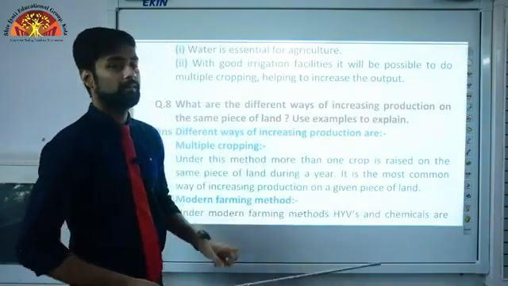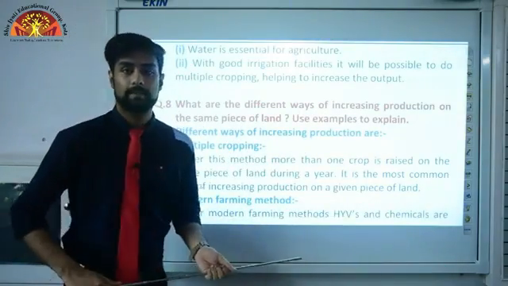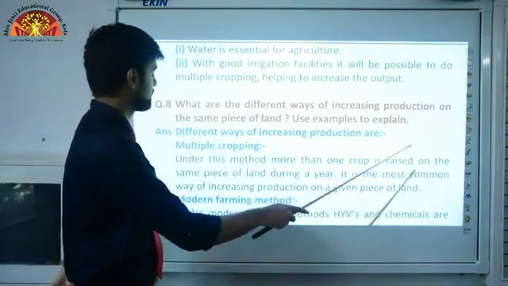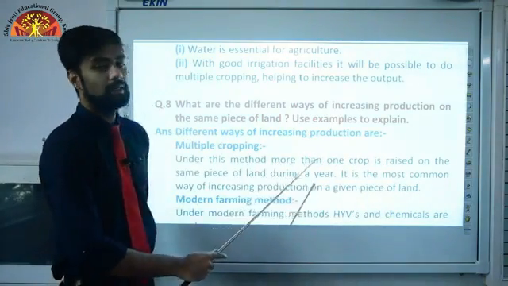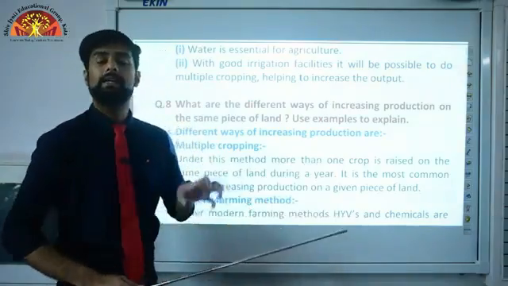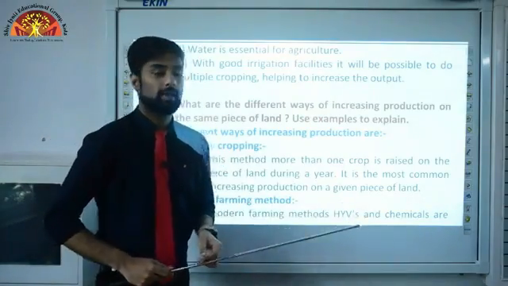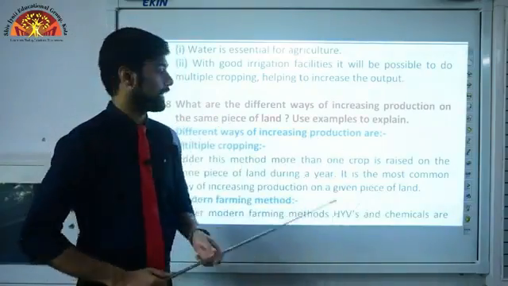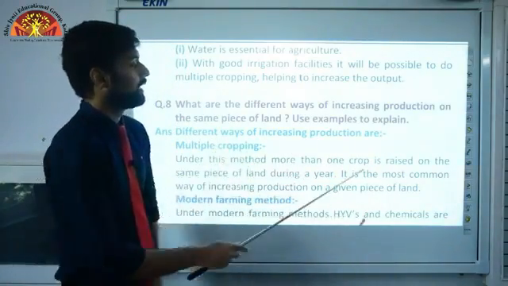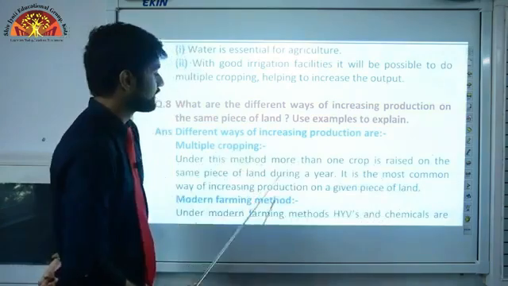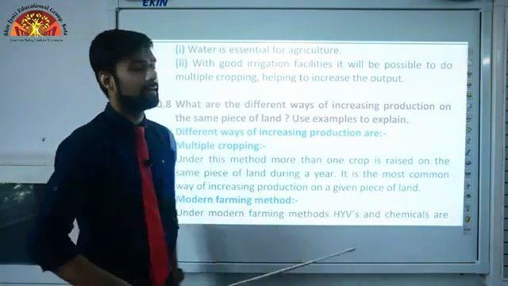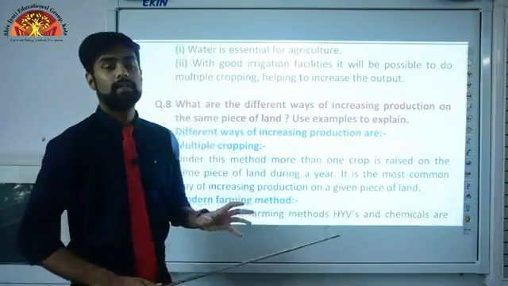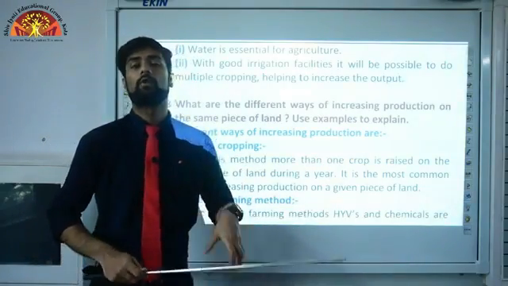First and foremost method will be multiple cropping. What is multiple cropping? Under this method, more than one crop is raised on the same piece of land during a year. Means साल भर में एक ही ज़मीन पे there is one single piece of land and on that piece of land I am raising more than one crop. That is called multiple cropping. It is the most common way of increasing production on a given piece of land. Usually farmers engage in this activity. What they do is on a given piece of land they sow more than one crop.